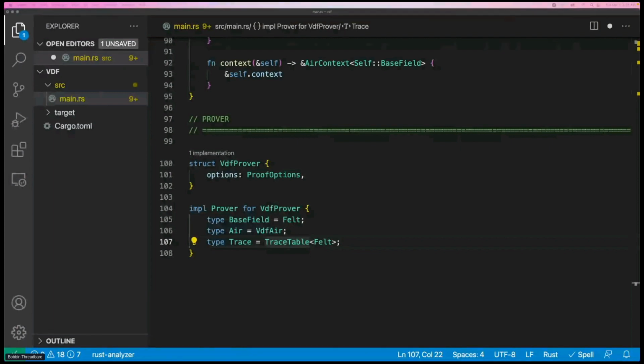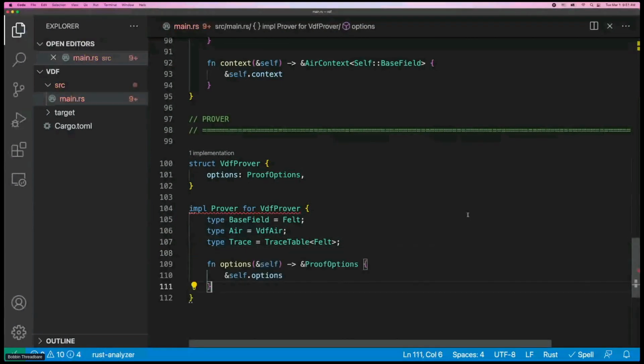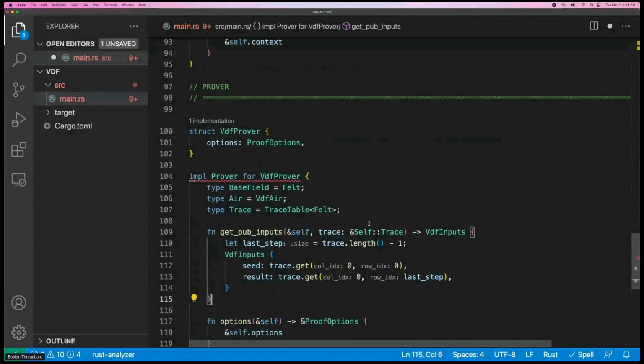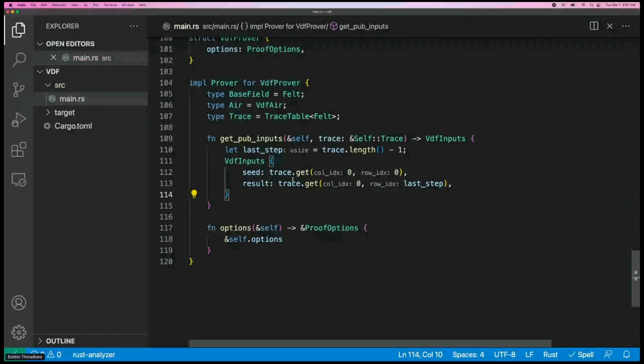As before, we have this boilerplate that just returns options of the computation. And then one other thing that we do need to implement here is how do you take a trace and convert it into public input. So in our case, it's fairly simple. In our case, the public inputs are this VDF input and what we get. So get pub inputs basically takes a trace and produces the VDF inputs. And we just take the first row, or first column first row, as a seed, and the result should be in the same column, but in the last step of the computation.